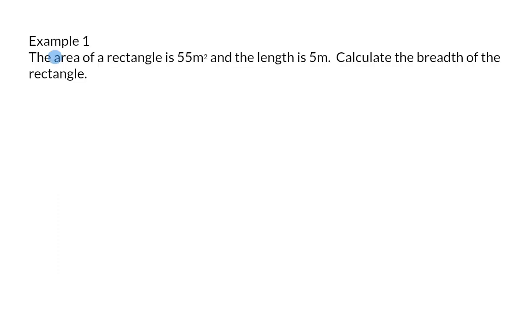Example 1. The area of a rectangle is 55 meters squared and the length is 5 meters. Calculate the breadth of the rectangle. So here we need to work out one of the measurements, and for that we first need to decide which formula to use. We are given information about the area of a rectangle, and therefore we will use the formula the area is equal to length times breadth.